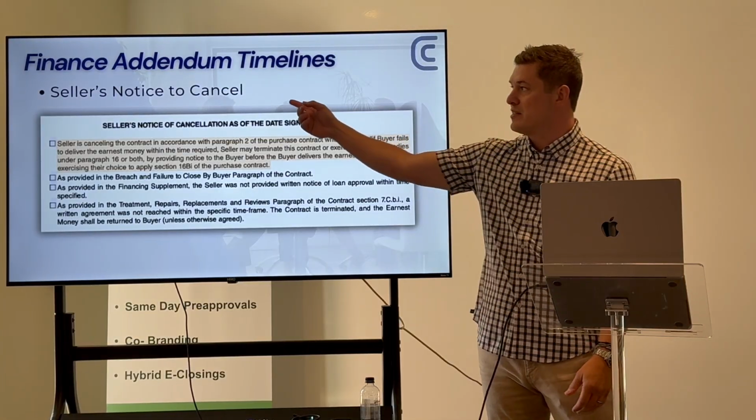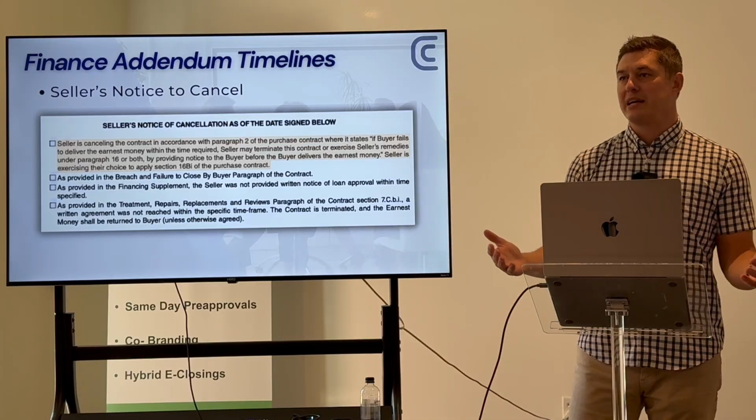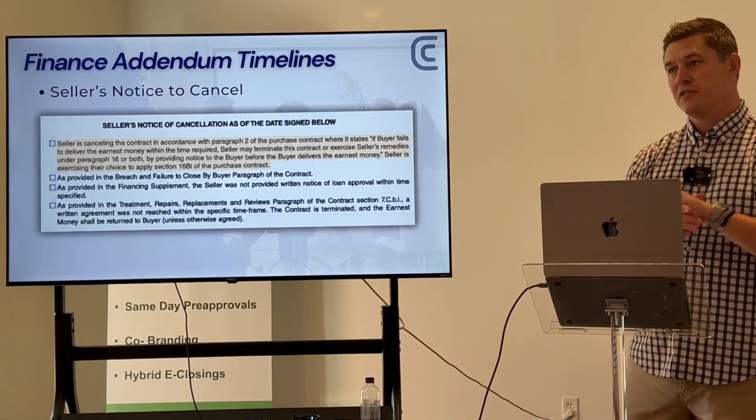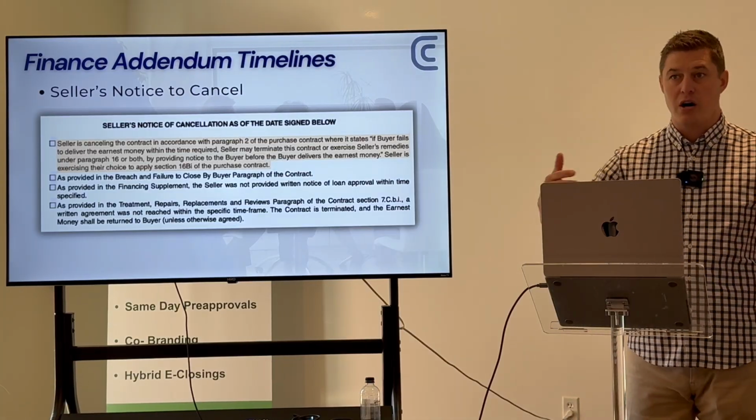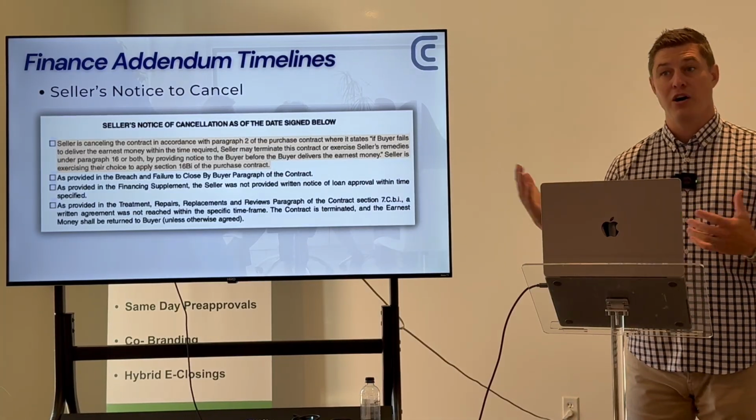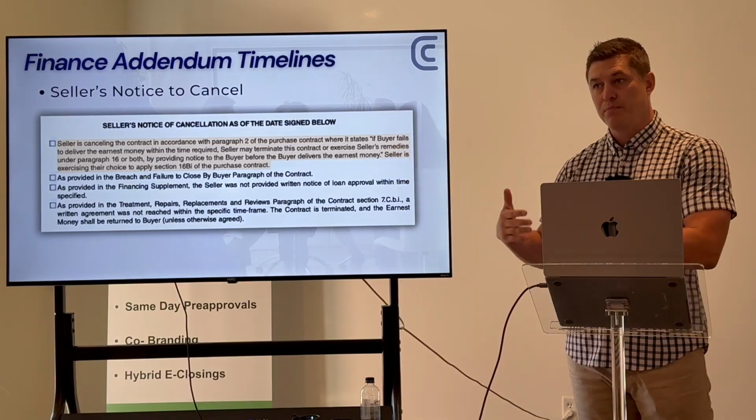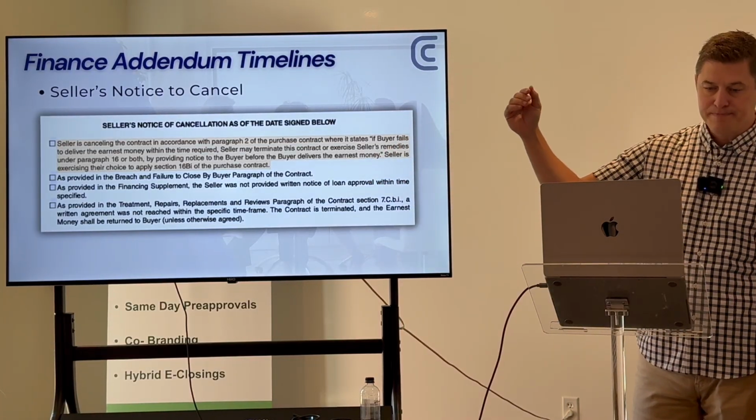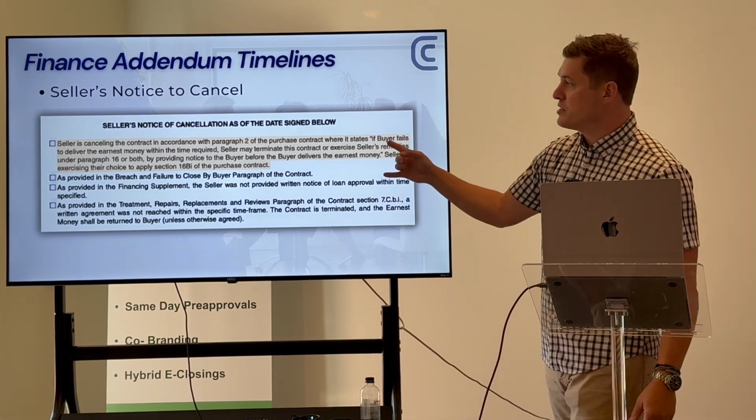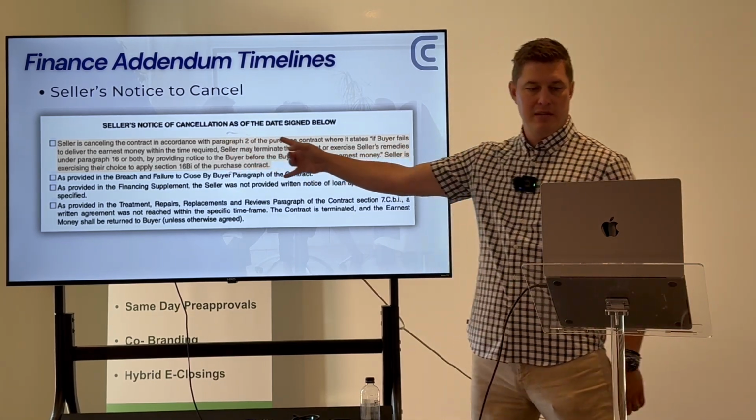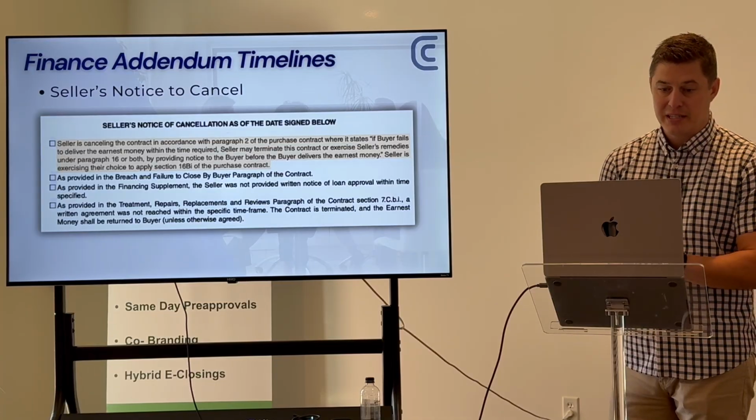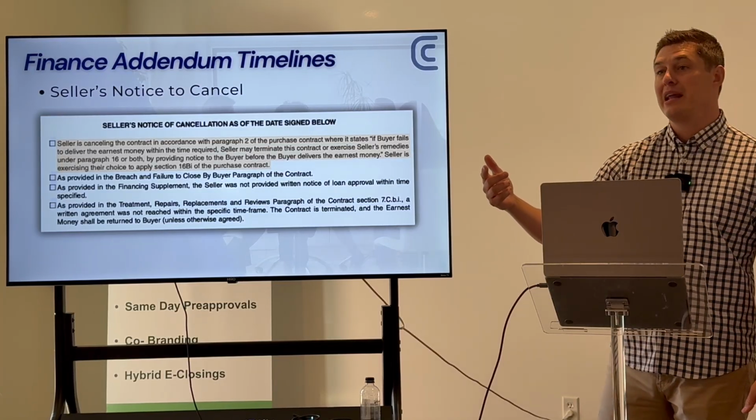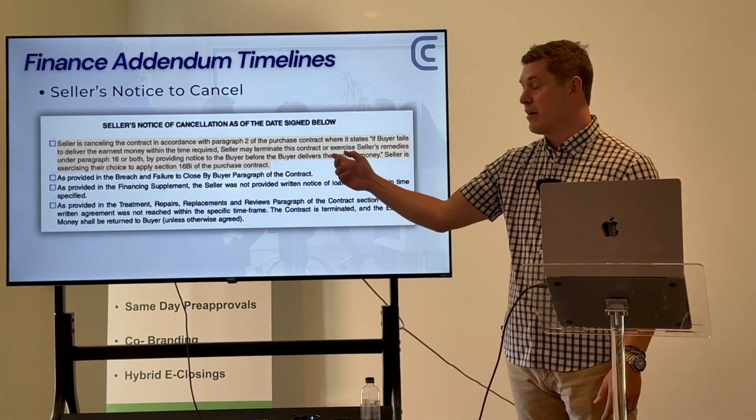There's a document called the notice to cancel, with a buyer's section and a seller's section. If someone misses a timeline and you want to call them on it, or threaten to, you can still move forward, but this is the document you would use. It's the notice of cancellation. If they miss their earnest money, we check the top box: Seller is canceling the contract in accordance with paragraph 2 because you did not deliver the earnest money, and now I'm going to pursue my remedies under paragraph 16.